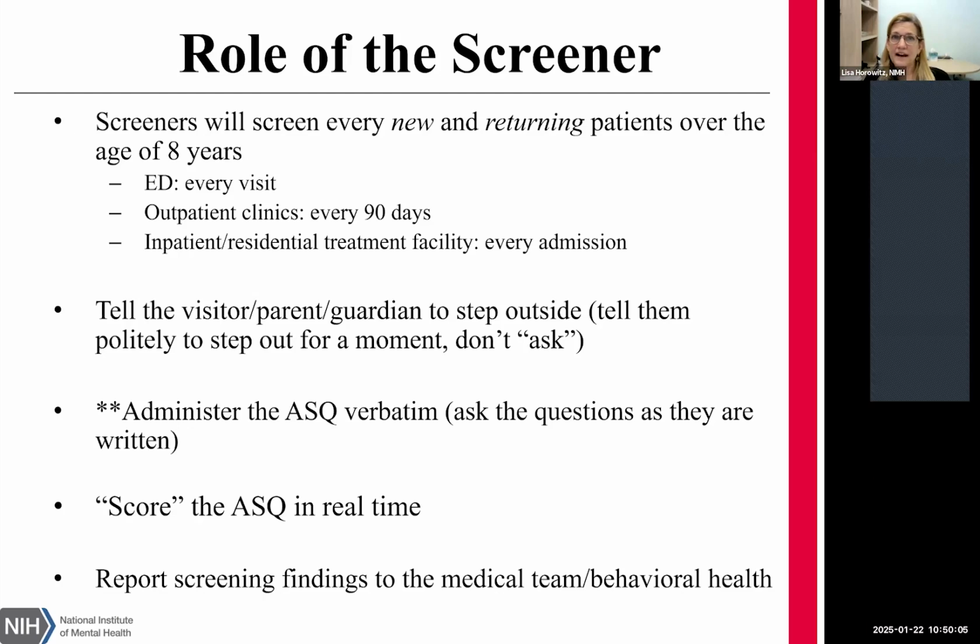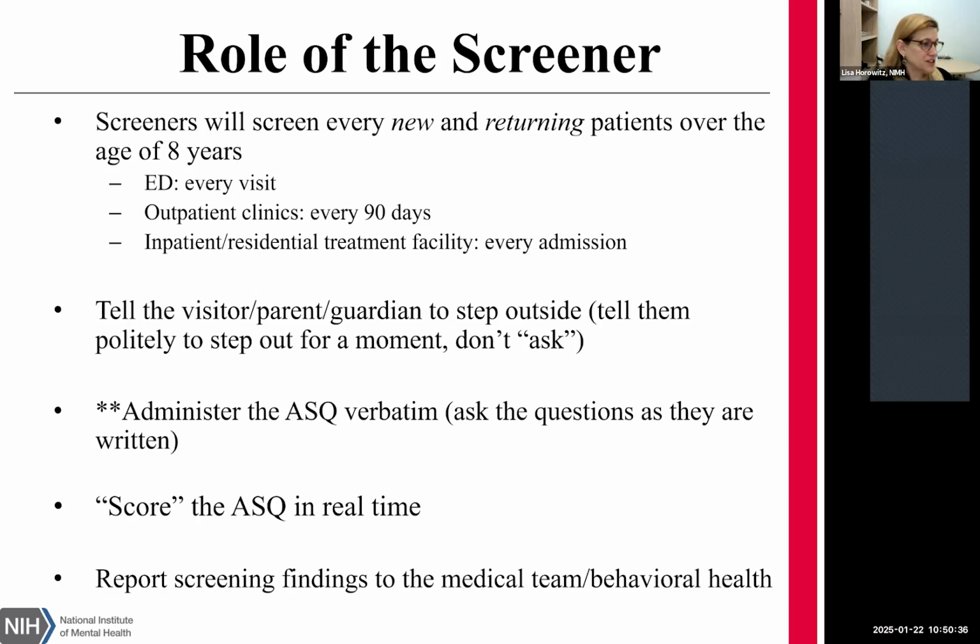Some of the things that apply to everybody are things like telling a visitor or a parent or a guardian to step outside while you're doing the screening. And it's important at this point, you don't want to turn to the parent or guardian or visitor. Like, let's say someone's there with their spouse. You don't want to say to the patient, do you want your husband to stay or leave? You don't want to say that, because that puts the patient in too much of a hard position.